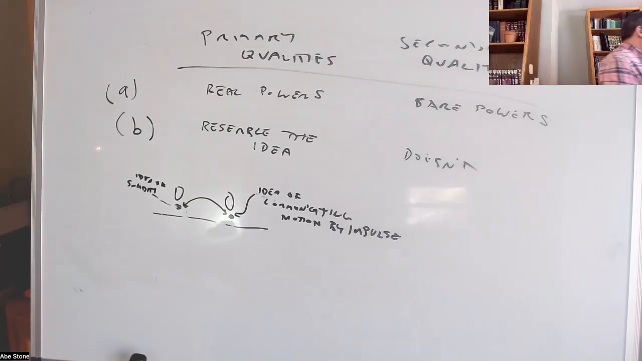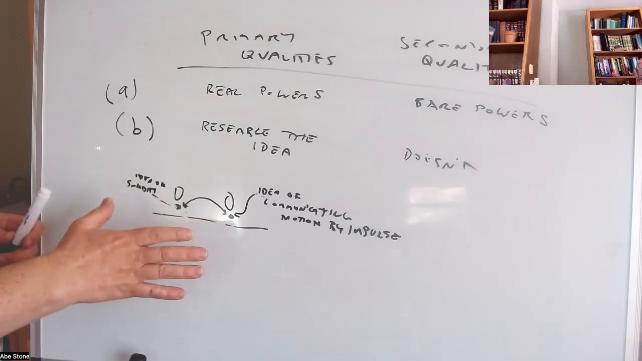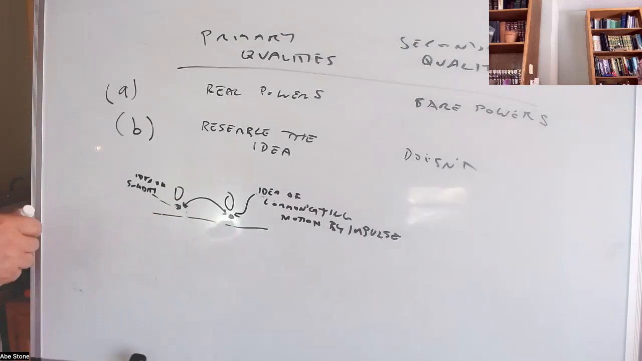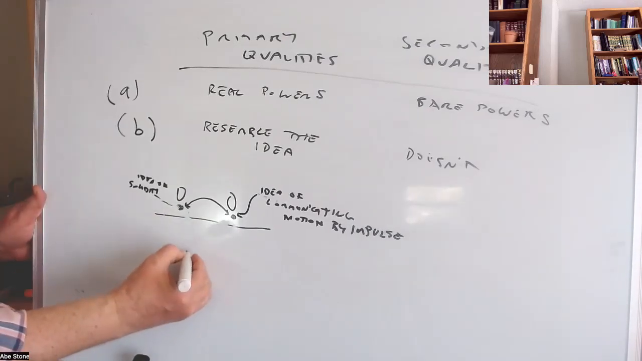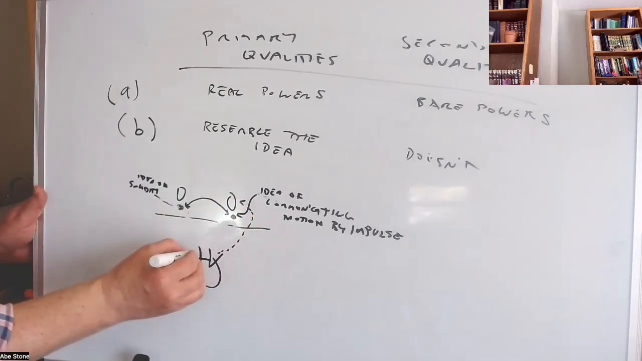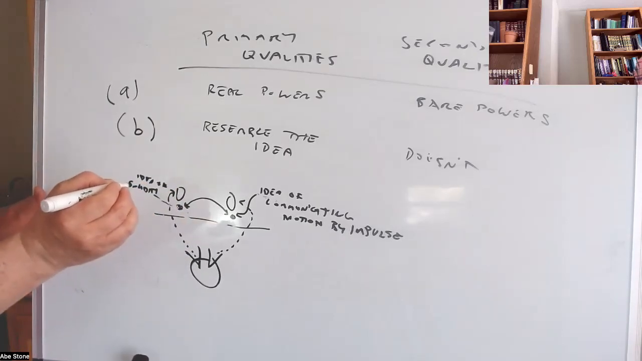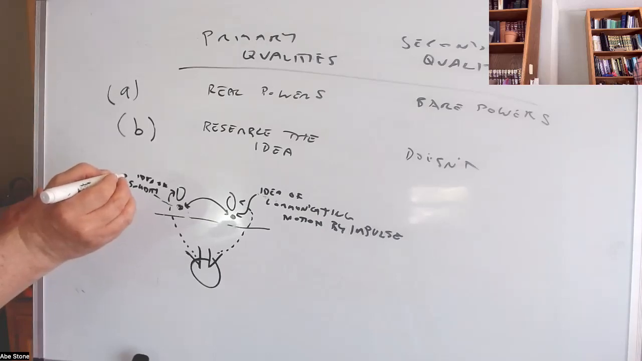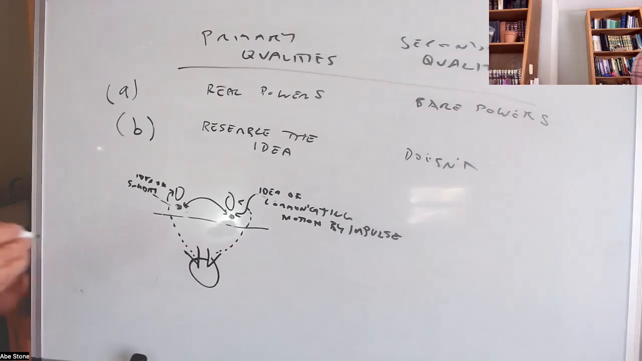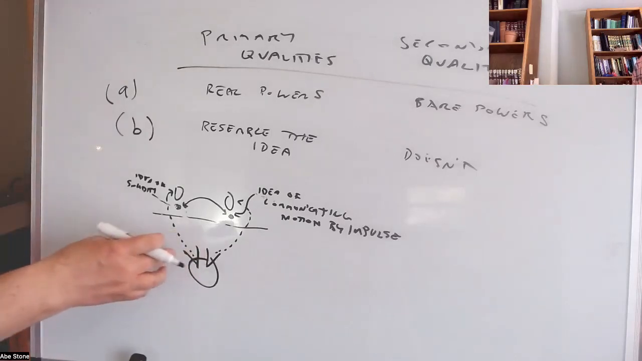So Locke is saying that we only have this in the case of some few ideas of primary qualities. But okay, take the cases where we do have it. Here's the body, and it has the power to get me to perceive this, and the power to get me to perceive this. Could it have one of these powers without the other?